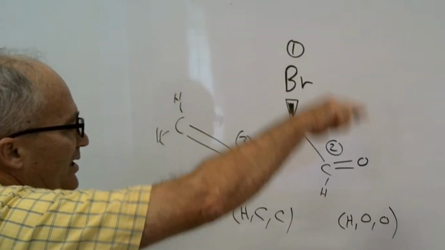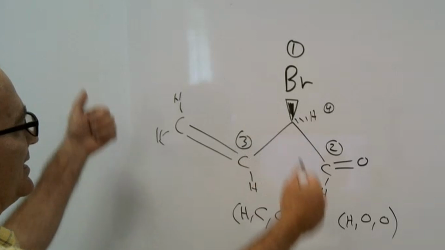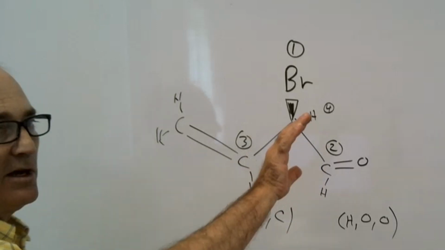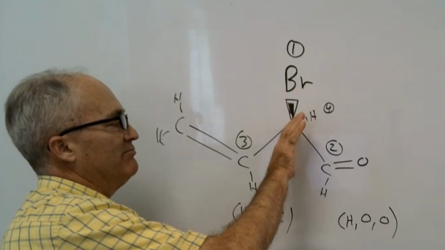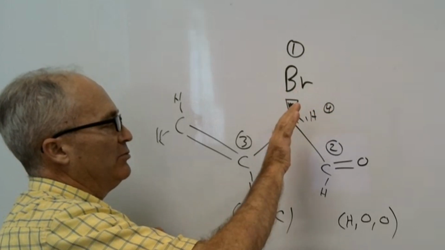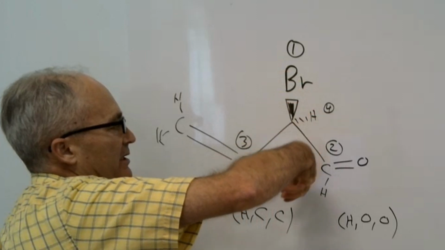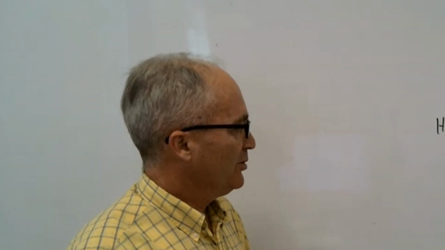So 1, 2, 3 looks clockwise. Looks like I'm turning the car to the right. I'll just check it with my hand. Put my thumb going back into the plane of the board. 1, 2, 3. One last example for us.